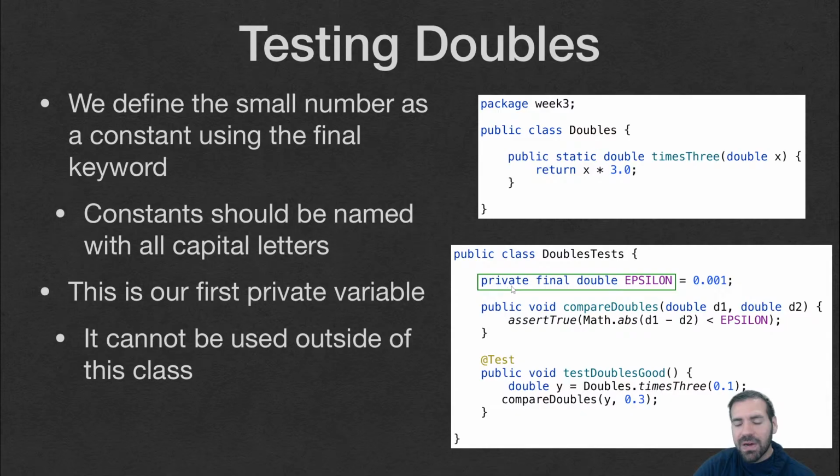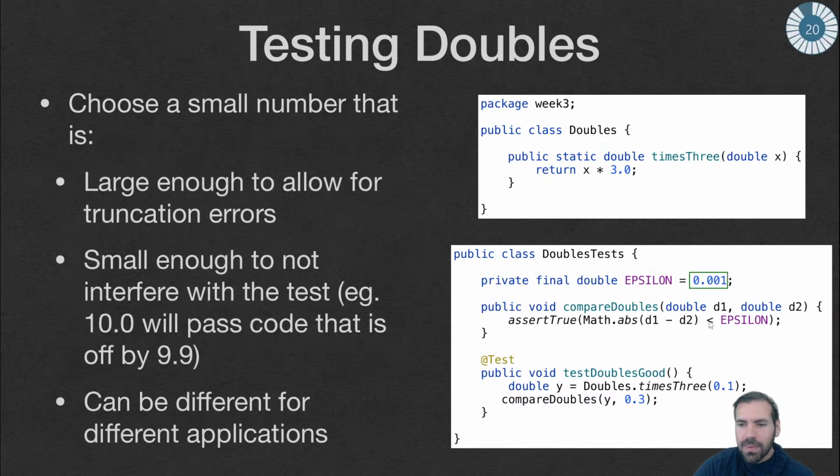But this is a private variable, meaning it's local to this class. It's final, meaning it's a constant. It's a double. We've seen that before. And when you have a constant, the naming convention says spell it with all capital letters. And I'm going to set it to some value that's meaningful to my situation. For 116, 0.001 is fine.